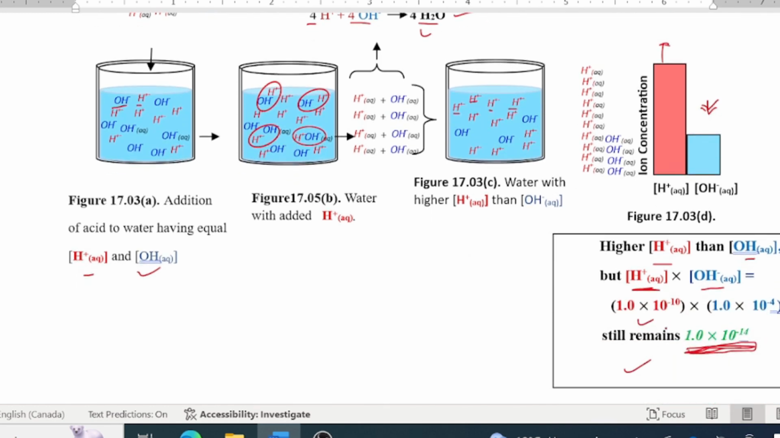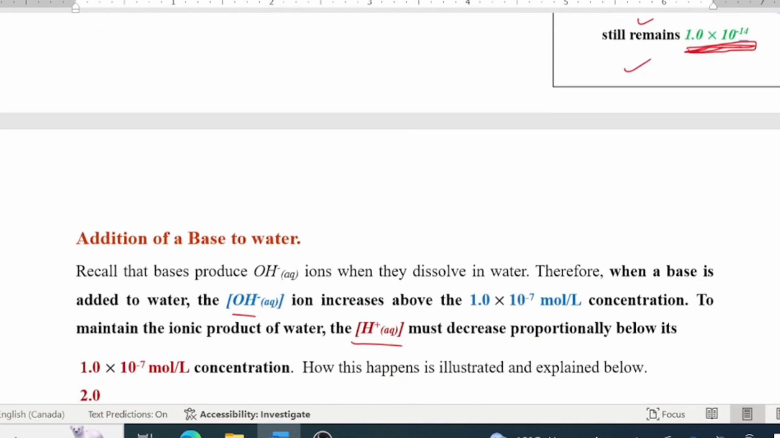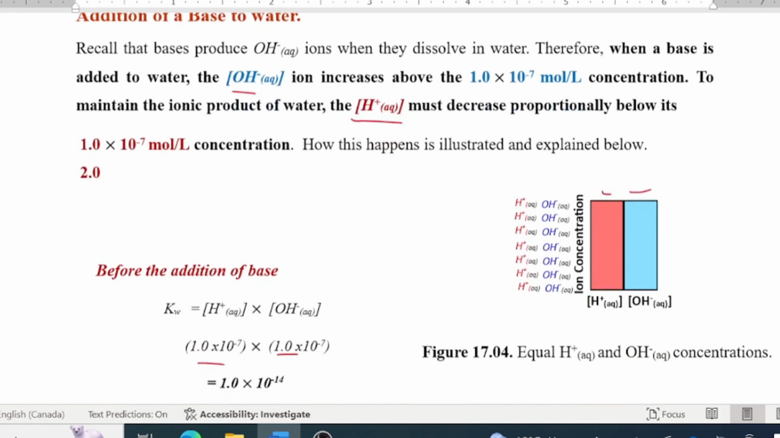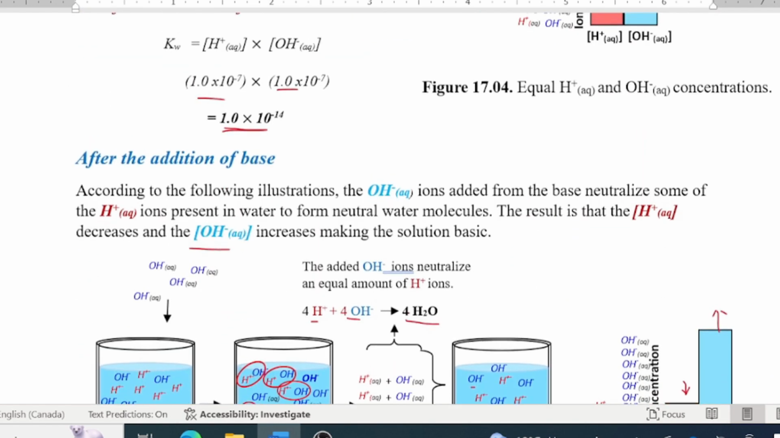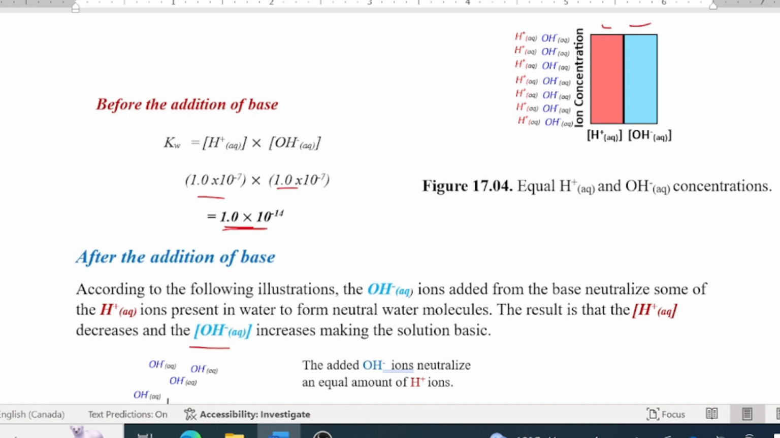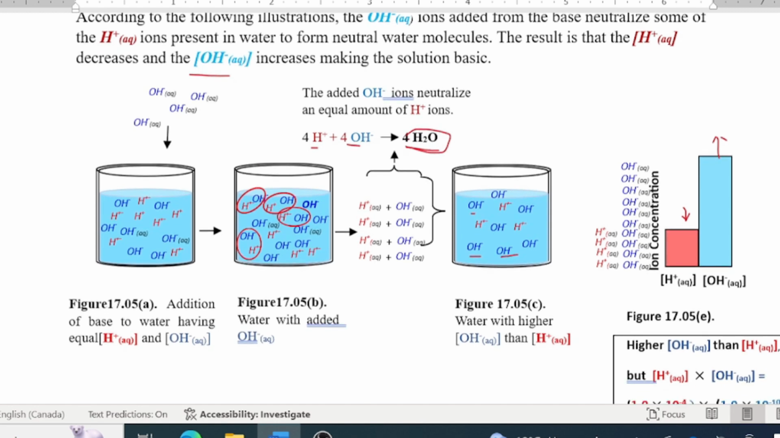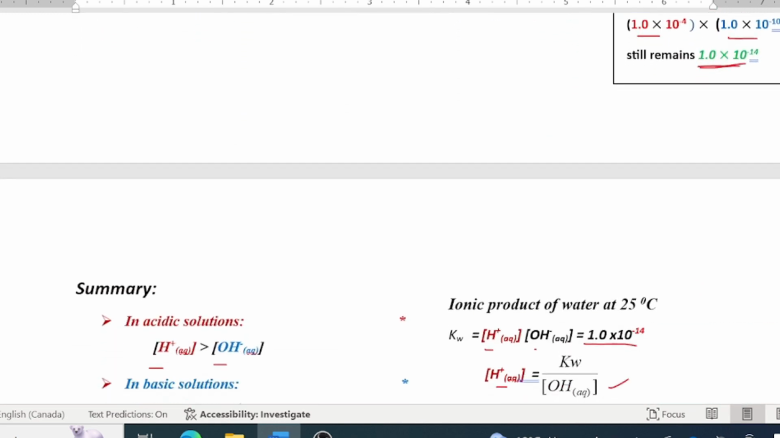But in the end, when you multiply their concentrations, they give you the same 1 times 10 to the negative 14. Same thing is happening in this case. Before you add the base, water is neutral. When you add the base, the OH is removing H plus from the water to form water. In the end, you end up with a greater concentration of OH than H. But when you multiply the two concentrations, it must give you 1 times 10 to the negative 14.